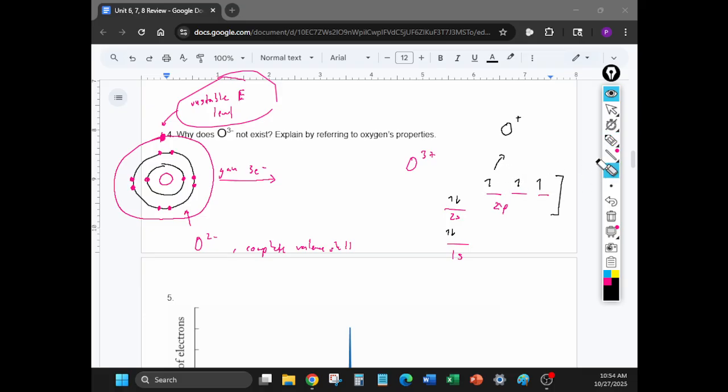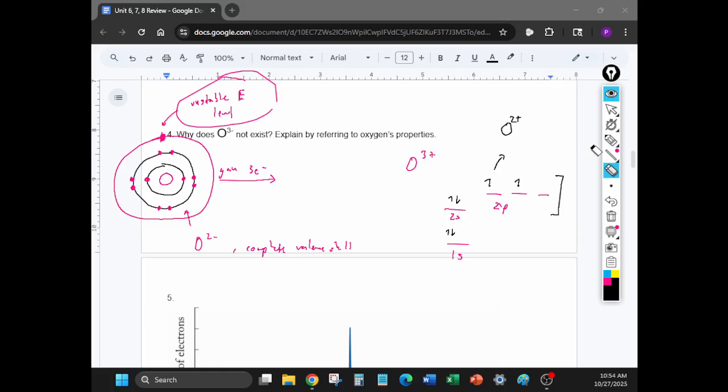However, O2 plus is very difficult to make because you're going to have to take away this electron right here, which is already by itself in this line. There is no repulsion to make this easy to take out. So O2 plus is very difficult to make because you're going to make this subshell unstable by getting rid of one of the electrons in the lines.